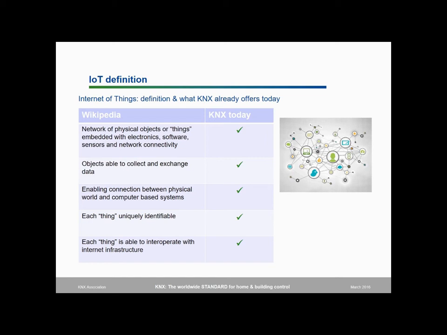Then each thing shall be uniquely identifiable. And that's of course what we also have in KNX today. We have the famous individual addresses, but also the group addresses. So that's also definitely a check. And then the last item is that each thing is able to interoperate with internet infrastructure. So indeed, that's what we also have already today in KNX, thanks to the famous KNX Net IP protocol.